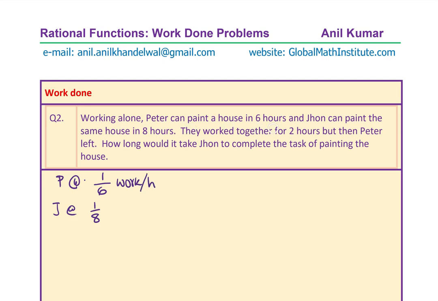So they work together for 2 hours, but then Peter left. So when they worked for 2 hours, the total work done was 2 over 6 plus 2 over 8. You get the idea. They worked for 2 hours, so that is what 2 hours of work is. But then Peter left, how long would it take John to complete the work?